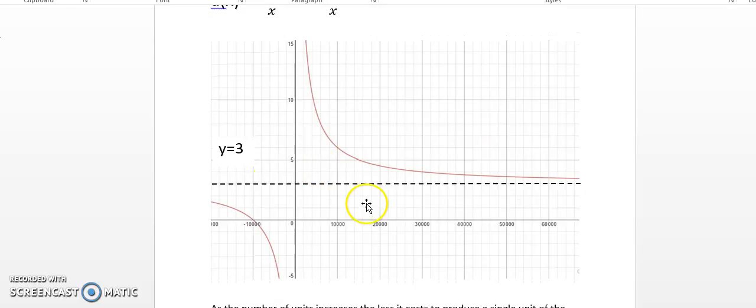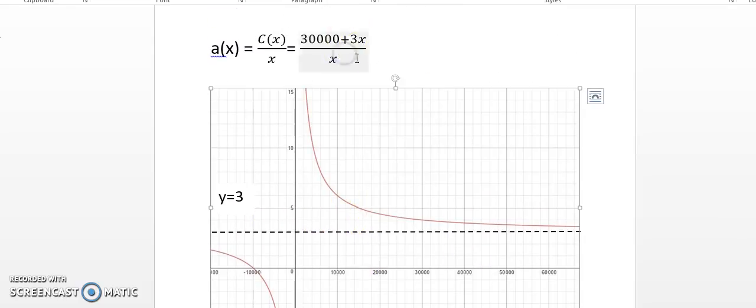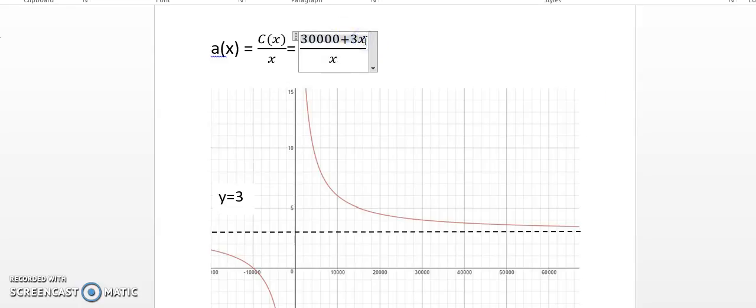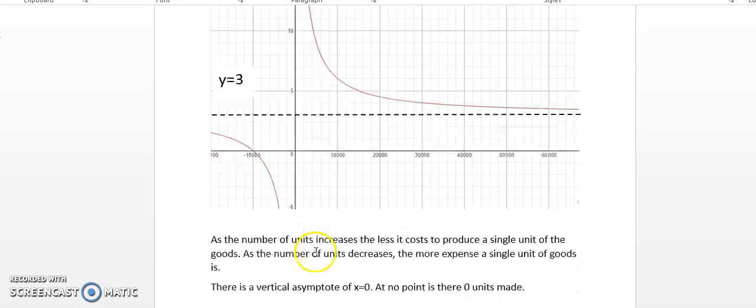That's because if you look at our equation, we have the same exponent on the bottom and the top, so what you do is you put the leading number, which would be 3 over 1, and that would be 3. And so that would be your horizontal asymptote.